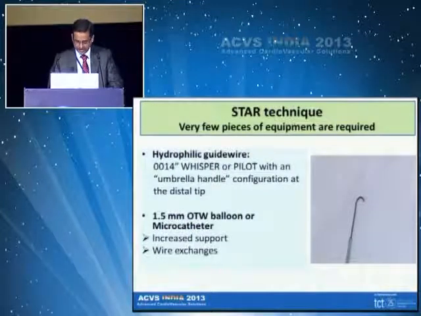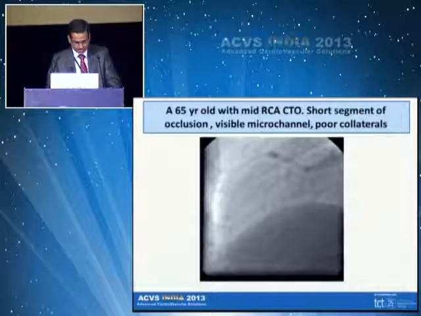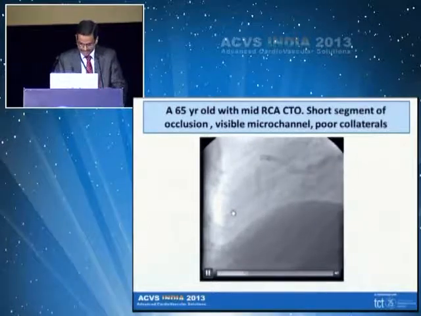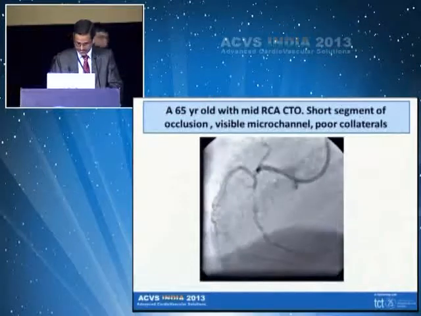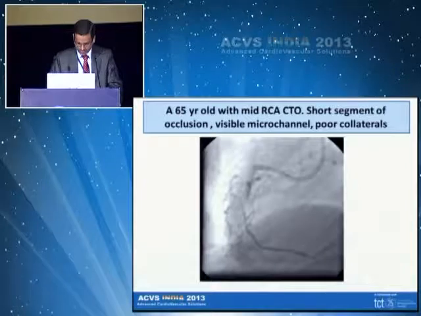I use a Fielder FC wire to give a shape like this. Take the support of a Fine Cross catheter. We used to use over the wire balloons, but the Fine Cross catheters are better to give better support. This is an example which I will show you. I think this was a case which last year I did in NIC as a live case. Mid RCA short CTO.